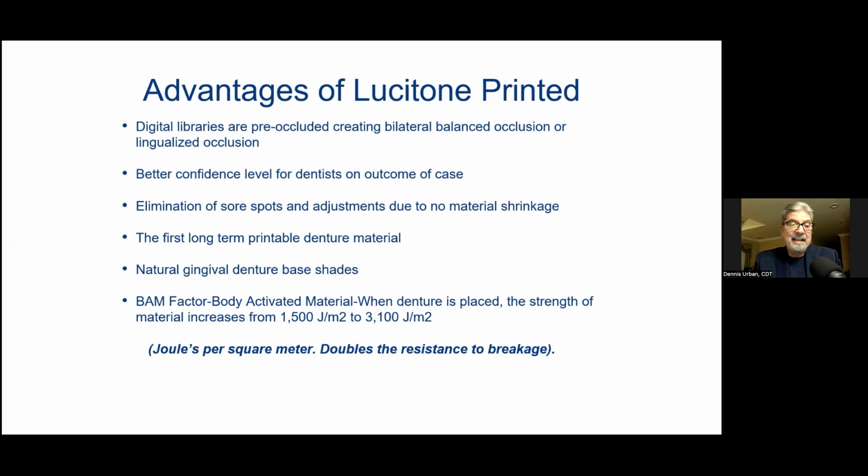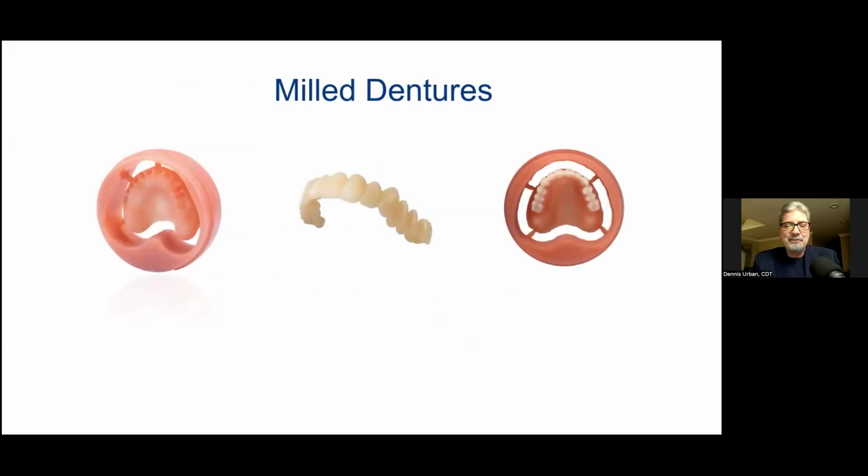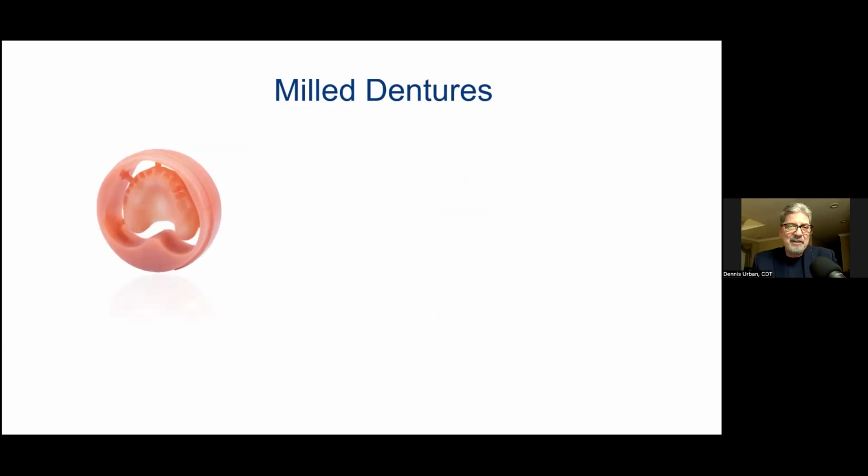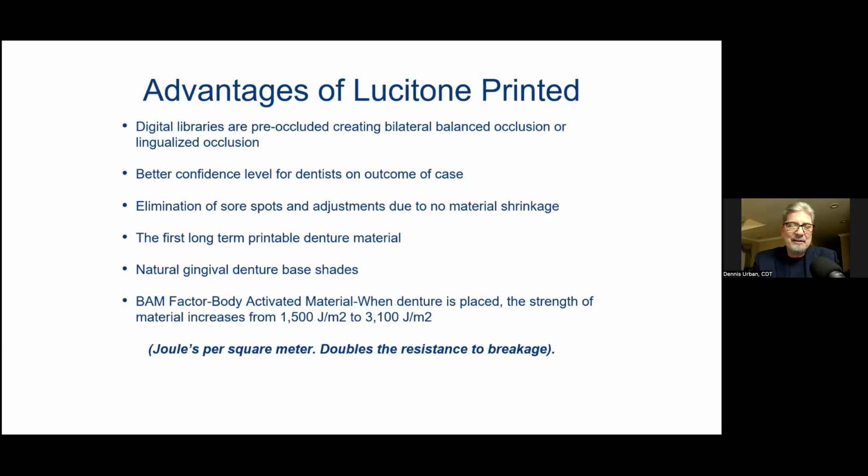All right. And also, we talked about the moisture in the mouth before with something called the BAM factor on this Lucitone print material. It increases this body-activated material, the joules per square meter, and doubles the resistance to breakage. It goes from 1,500 joules per square meter to 3,100 joules per square meter, which means it's a stronger denture once that patient has it in the mouth. So pretty cool. So that's a little rundown on printed dentures.